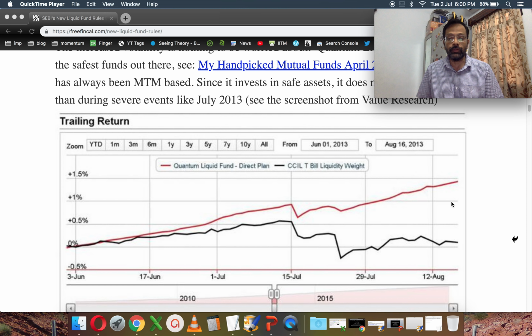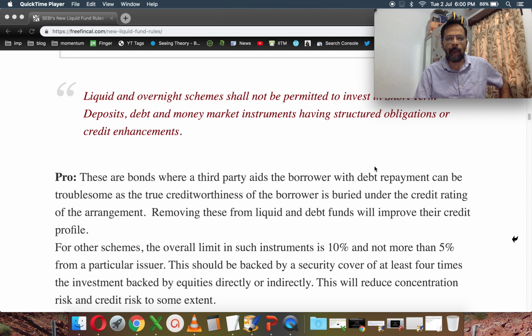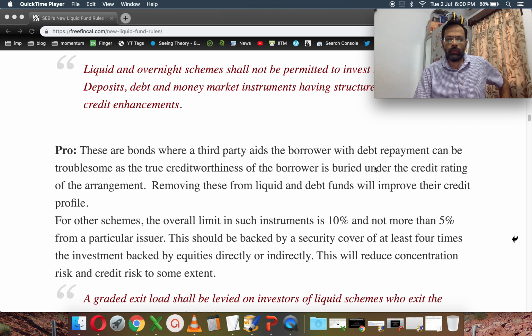So I don't know about that, but in the case of Quantum Liquid, they have explicitly mentioned on the AMC website that they will not take on corporate bond risk. So in that sense, it's a fairly safe liquid fund. So that's what I wanted to say.